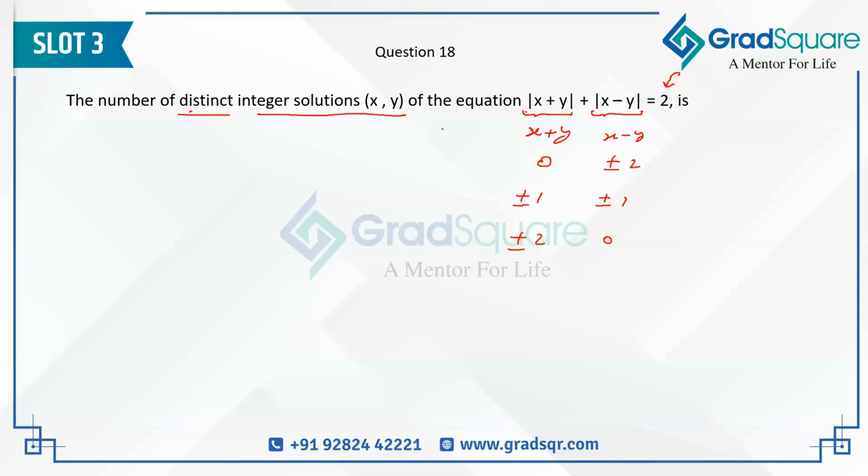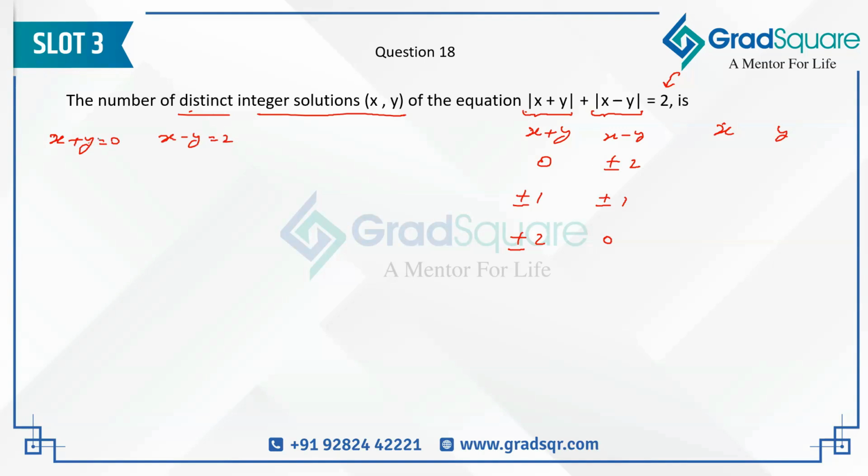Now, if we solve these equations, we should be able to get the pair of values of x and y. So I'm going to write a value of x over here, write a value of y over here, and see how many pairs are possible. Now let me take the first set of equations, x plus y is equal to 0, and the second set of equations is x minus y is equal to plus 2, correct?